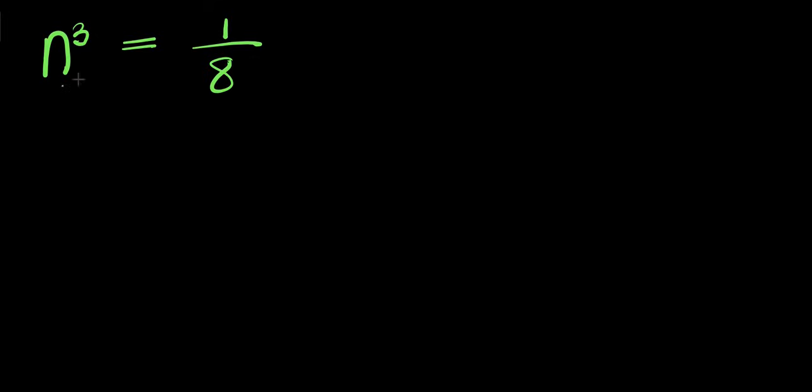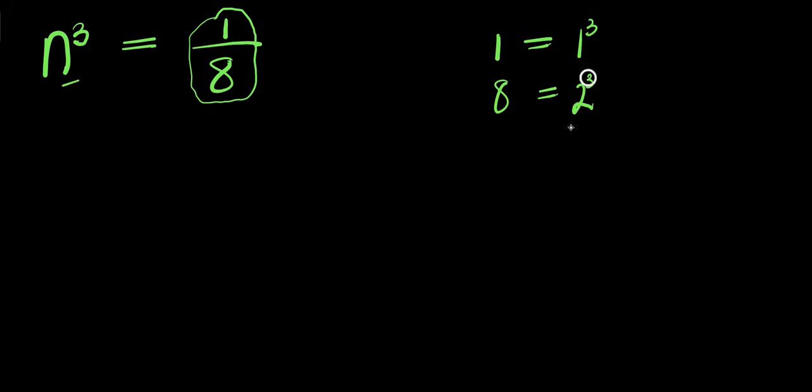Hello, how to solve this: n power 3 equals 1 over 8, solving for all values of n that satisfies this equation. So what we are going to do will be to express this 1 over 8 in terms of exponent of 3. So 1 is the same thing as writing 1 power 3, and 8 is the same thing as writing 2 power 3. So 1 over 8 is the same thing as writing 1 power 3 over 2 power 3. Of n power 3 equals this is 1 power 3 divided by 2 power 3.